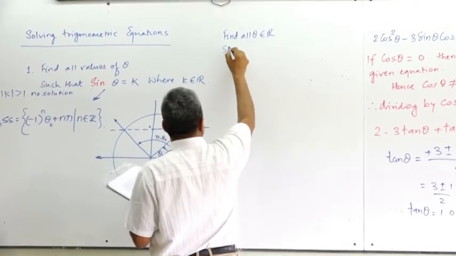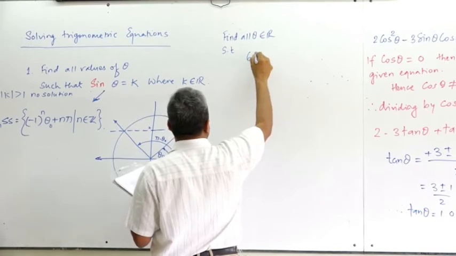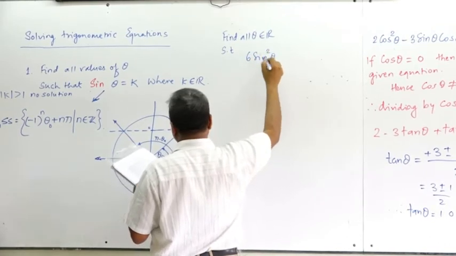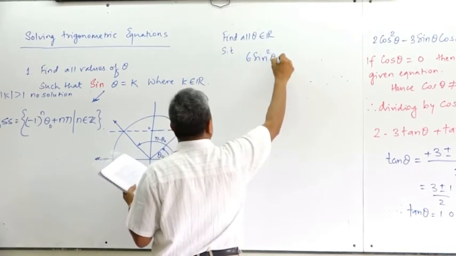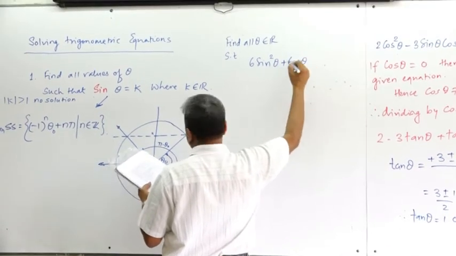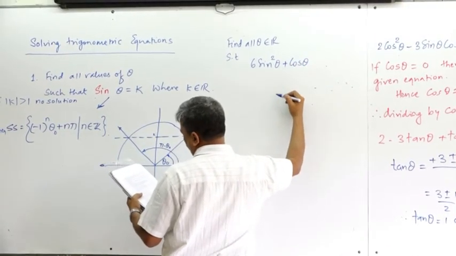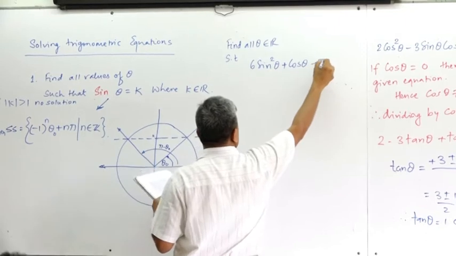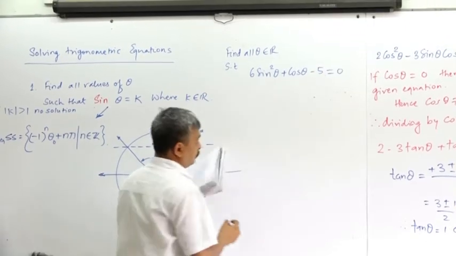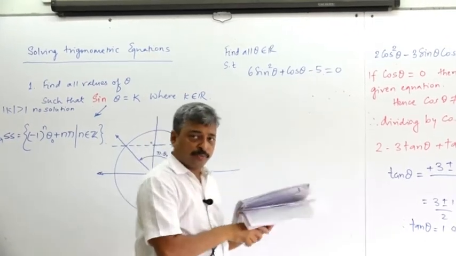Find all values of theta such that 6 sin square theta plus cos theta minus 5 is equal to 0.